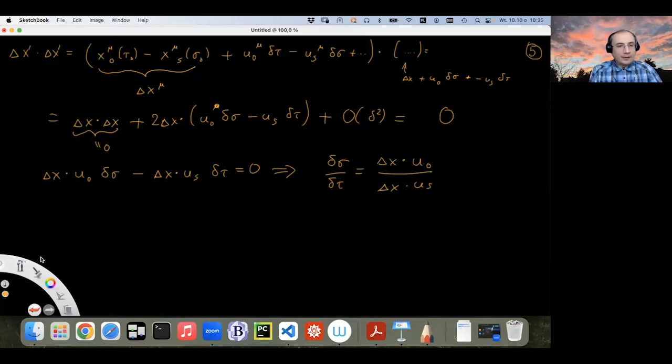Yes, sorry, I've made a mistake above here. Here it is. It's supposed to be tau here and sigma here. Sorry for that. So the proper time of observers tau and the proper time of sources sigma. So you've got delta sigma times that. Yes, now it's correct.